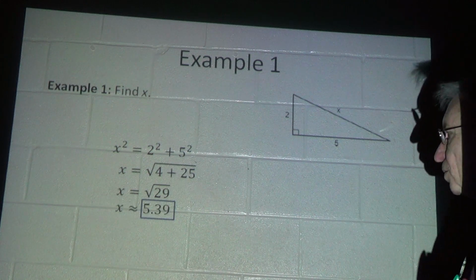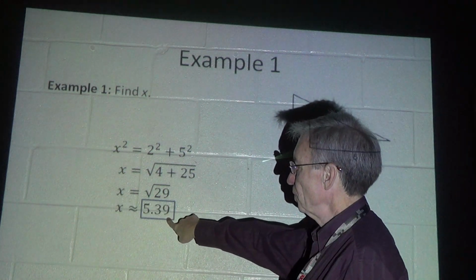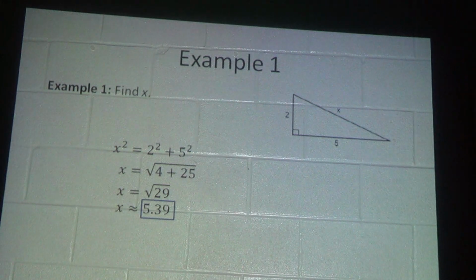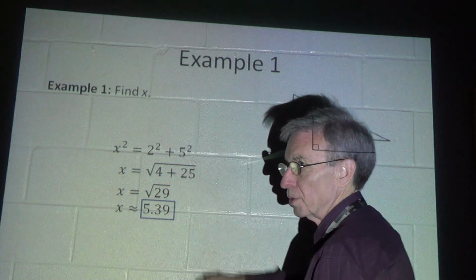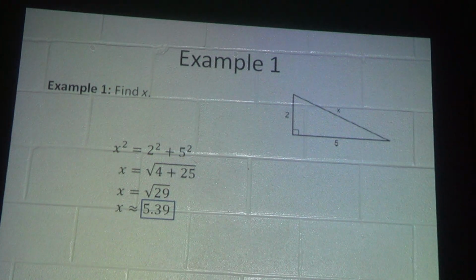So the decimal approximation of this is approximately 5.39. The absolute length of it is the square root of 29. So make sure you know what you're looking for. If they tell you to get the absolute length, or the exact length is another way they say that, then you leave it as the radical, but you have to reduce the radical as well.